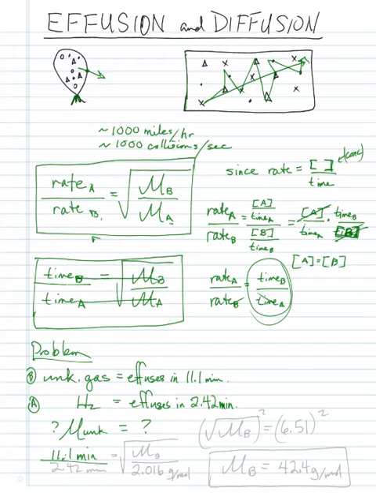11.1 minutes over 2.42 minutes, and that's going to equal the square root of the molar mass of our unknown, which we don't know, over the molar mass of hydrogen, which we do know. Hydrogen is a diatomic molecule, so it's 2.016 grams per mole. And so when we rearrange, we're going to end up with the square root of the molar mass of B equals 6.51. Now when I take this, I'm going to have to square both sides, right? Square both sides so that I can get rid of that square root symbol. And now the molar mass of B is going to be 42.4 grams per mole. And there's my answer.